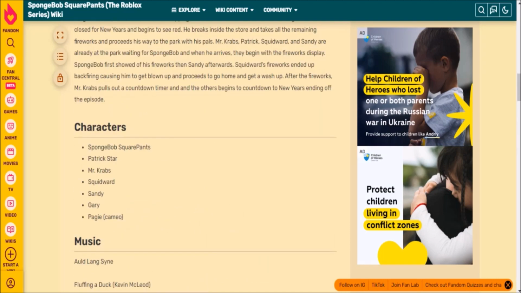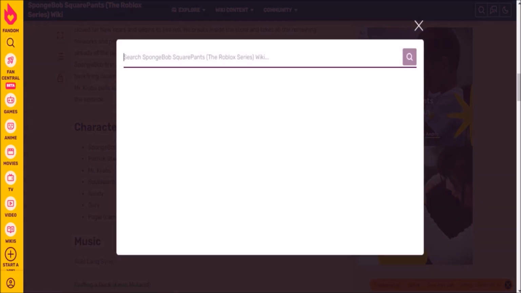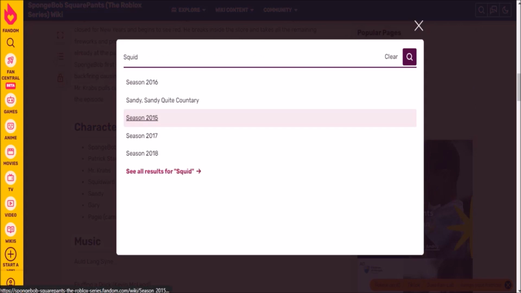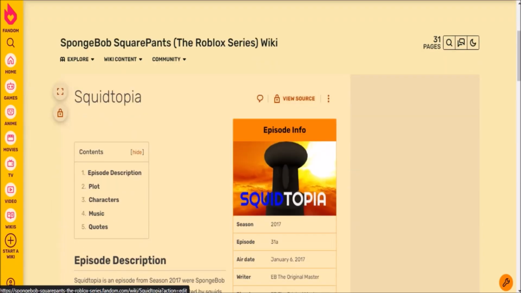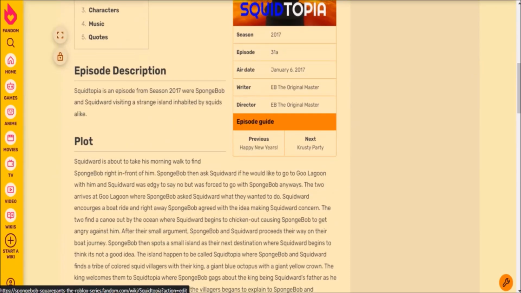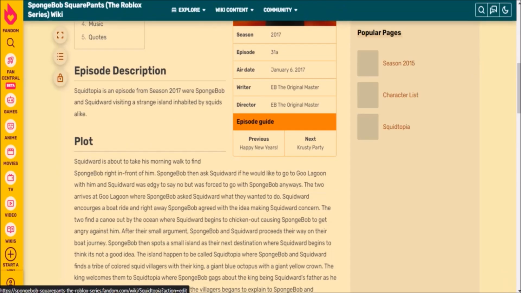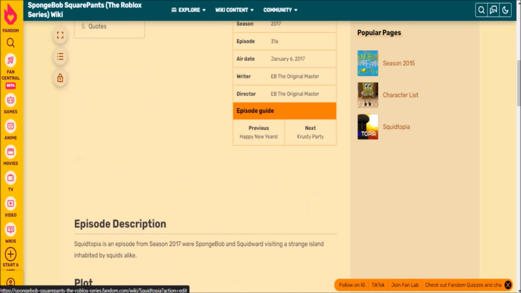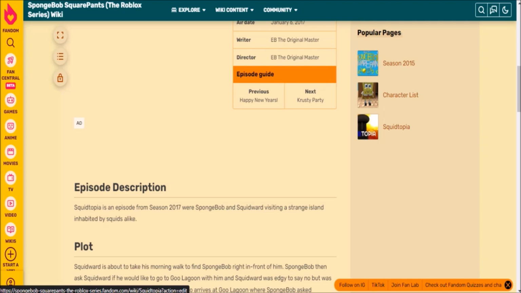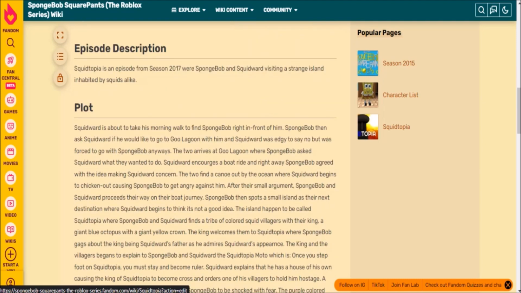Alright, so that was Happy New Year's. So next is Squidtopia. Alright, Squidtopia is an episode from season 2017 where SpongeBob and Squidward visit a strange island inhabited by squids alike.